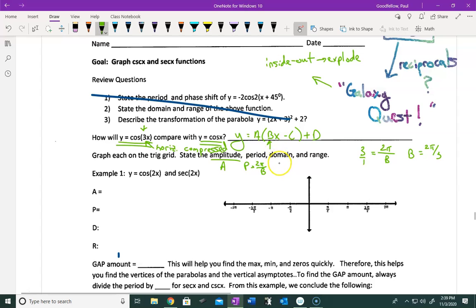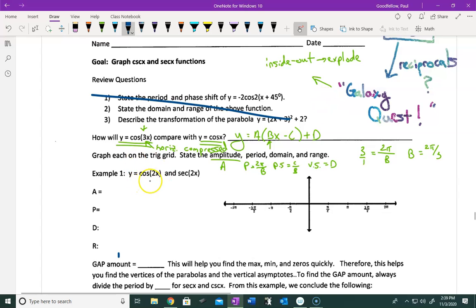Or if I was talking about the domain or the range, or if I was talking about the phase shift, which is C over B, or I was talking about vertical shift, which is D. Okay, you need to make sure you have a deep understanding of all those particular concepts before you take a graph and turn it inside out and make it explode.